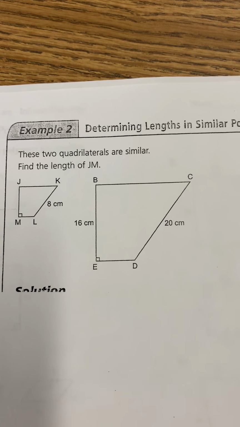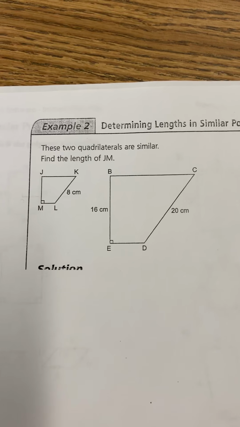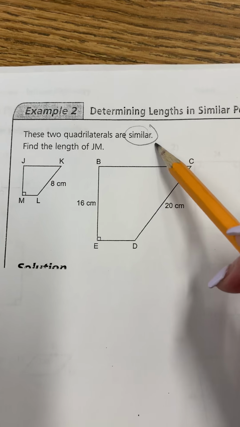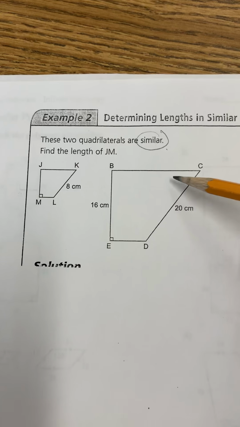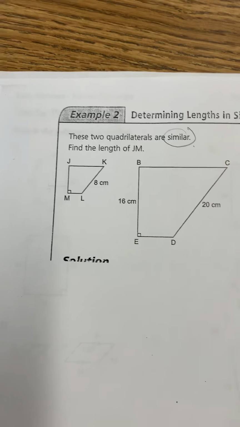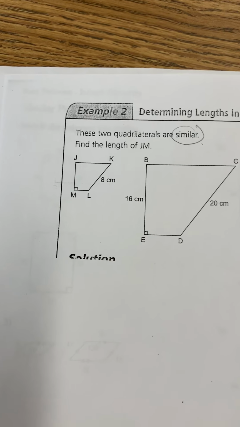Okay, welcome to part 2 of 7.3 notes. Sometimes we are told the two quadrilaterals are similar. That means their matching angles are congruent, and they indeed are proportional. What they're going to ask us to do now is find the missing side.